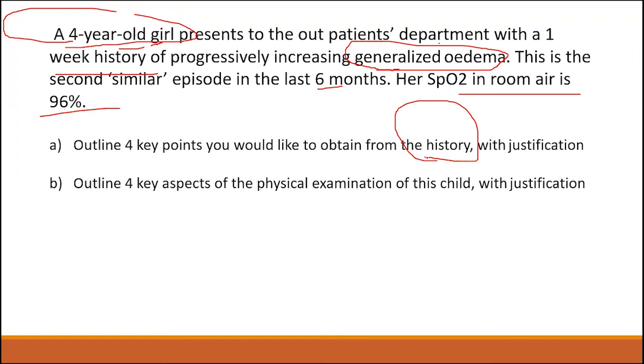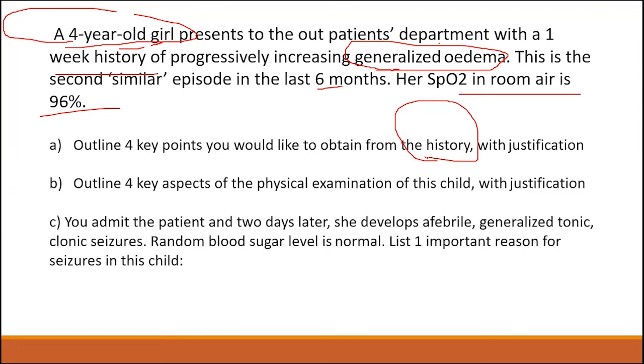So again, know all of these things. Now they are saying that you admit the patient, and 2 days later she develops a fever, generalized tonic clonic seizures. By now I know that you know the difference between a simple seizure and a complex seizure. The number of seizures is one of them, the time is one of them, and whether the seizure involves the whole body or is focal. All of these things will help you differentiate between a simple and a complex one.